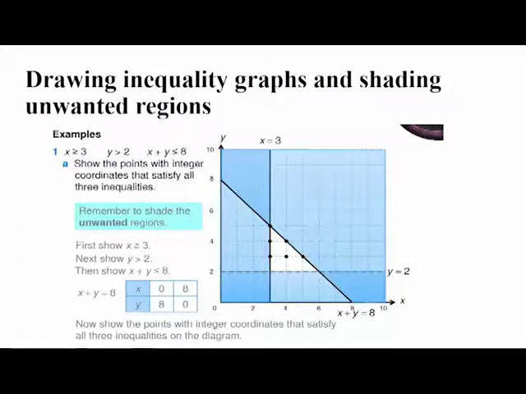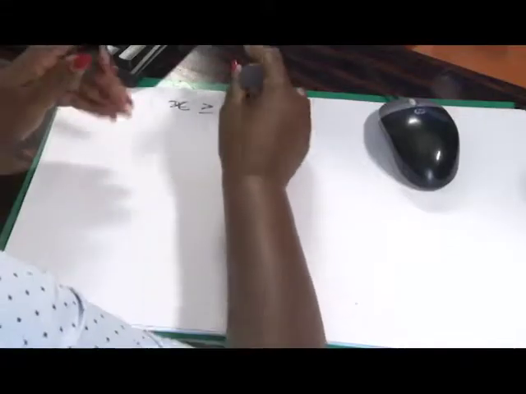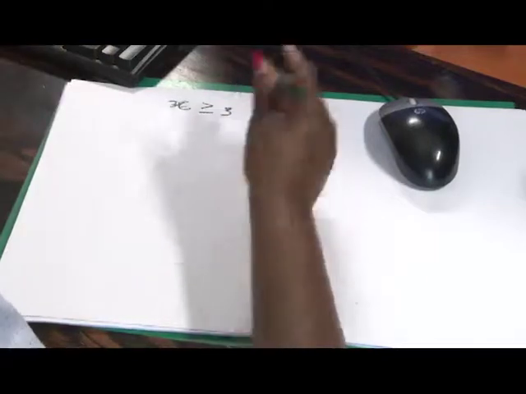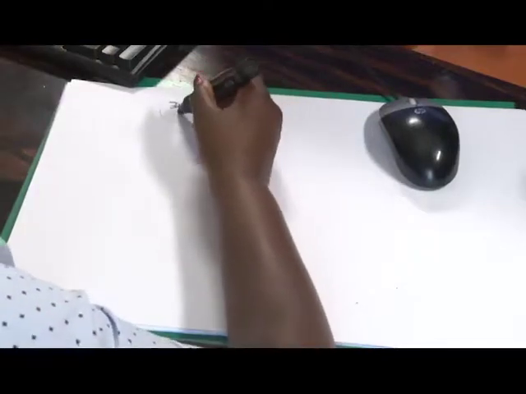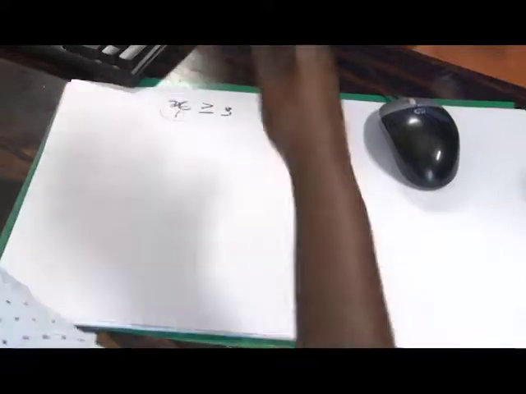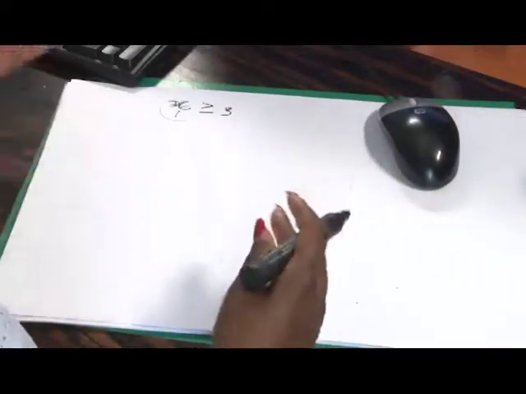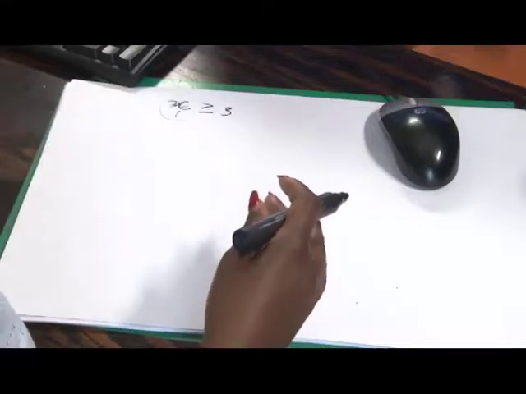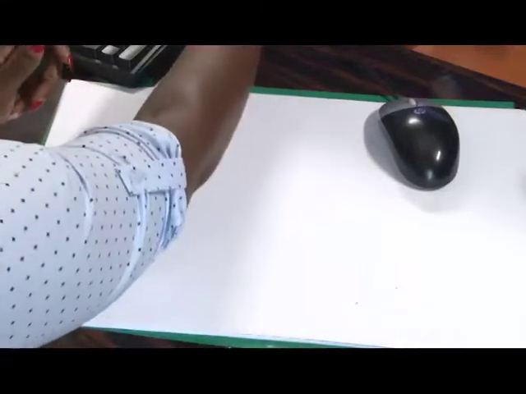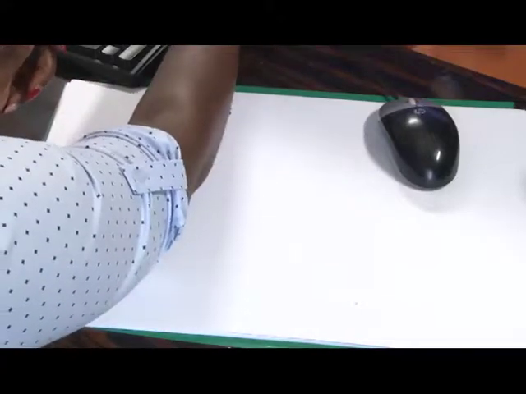graph, and then you shade the unwanted region. If you are talking about x greater than or equal to 3, which numbers are not needed? The inequality says we want numbers greater than or equal to 3, like 3, 4, 5, 6, and so on. So the 2, the 1, the 0, and so on, these other numbers are unwanted. That's why the shaded part is this part. We shade this part for that.